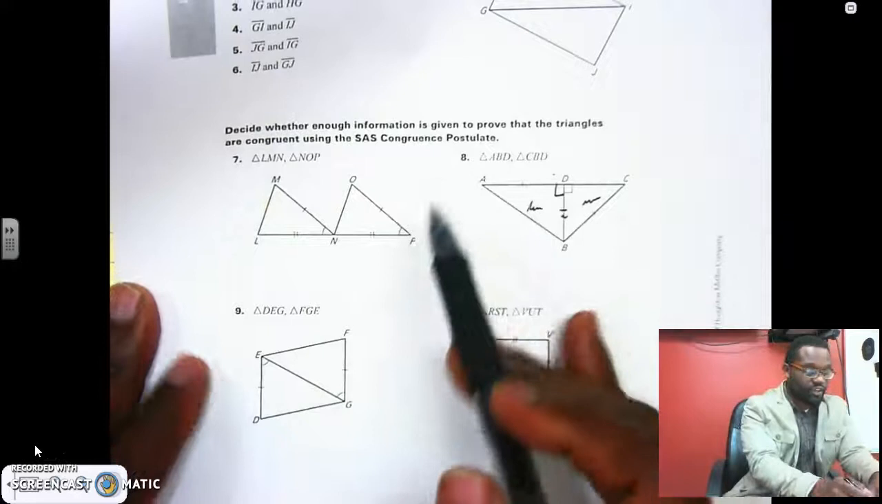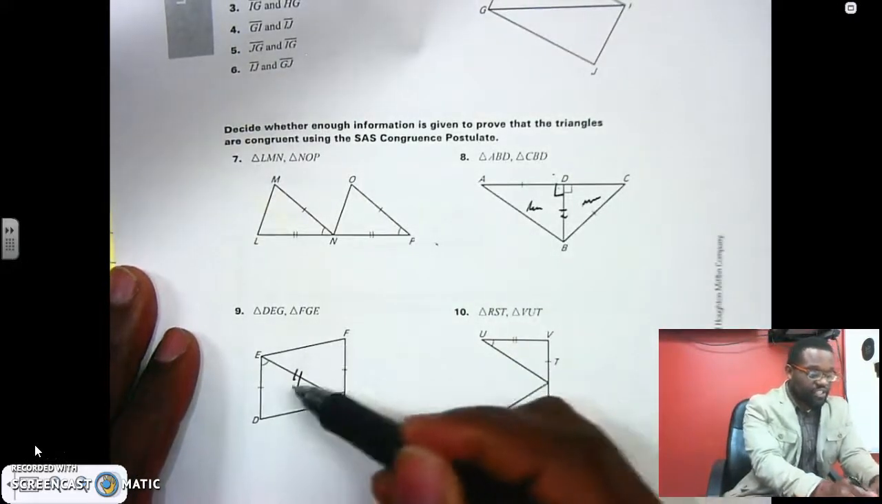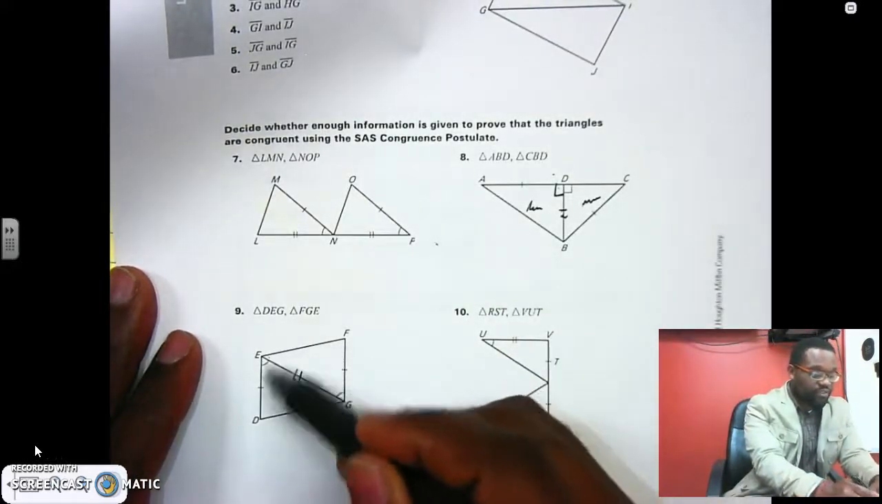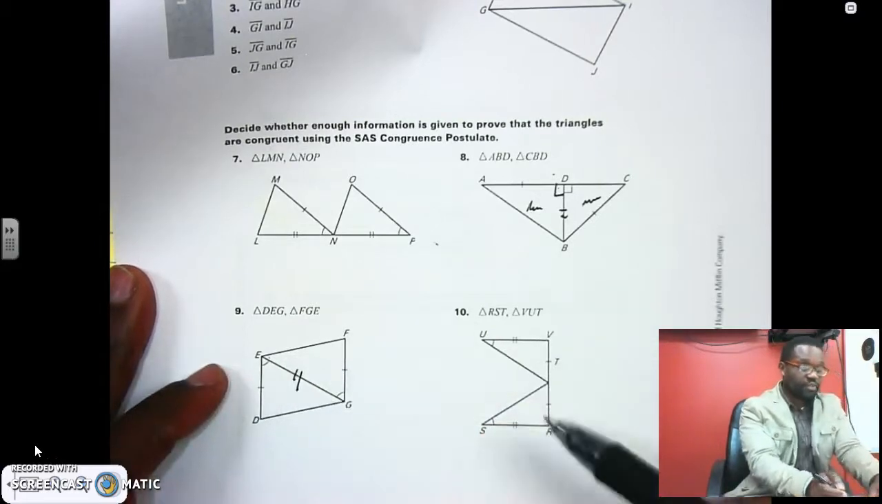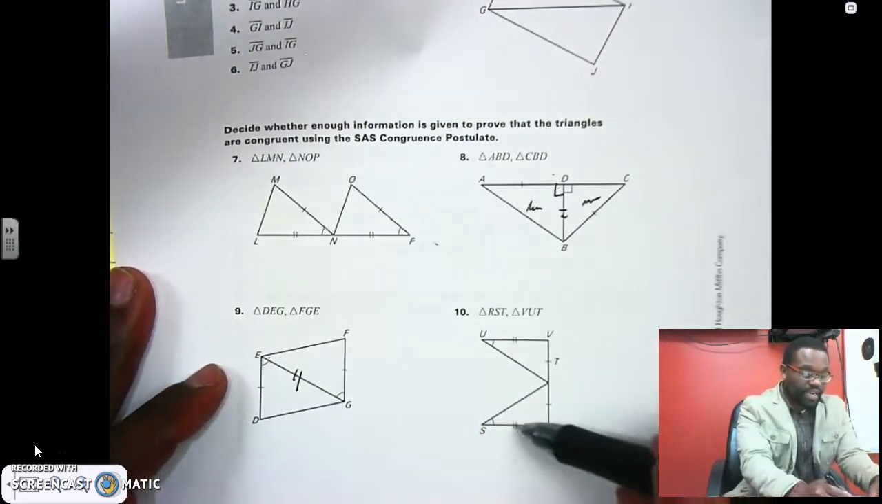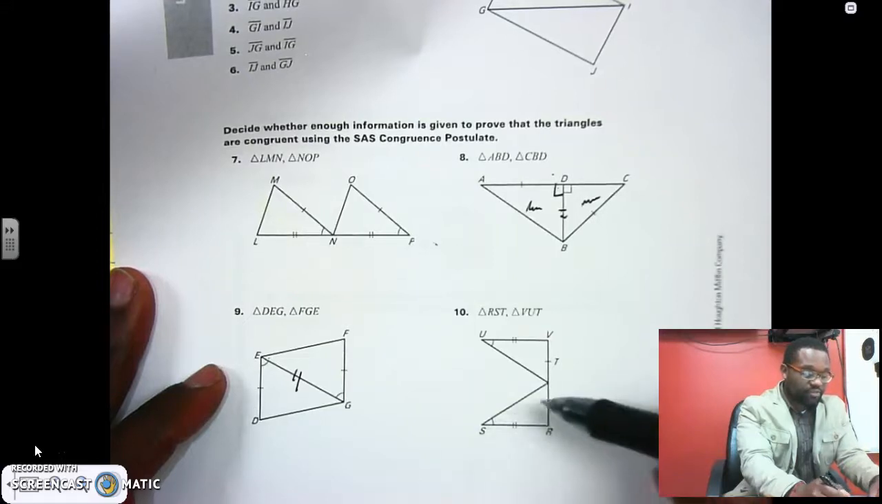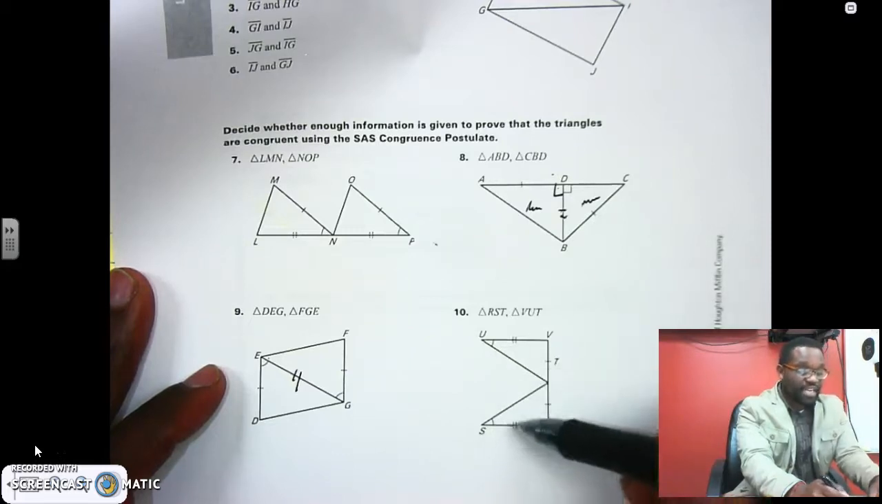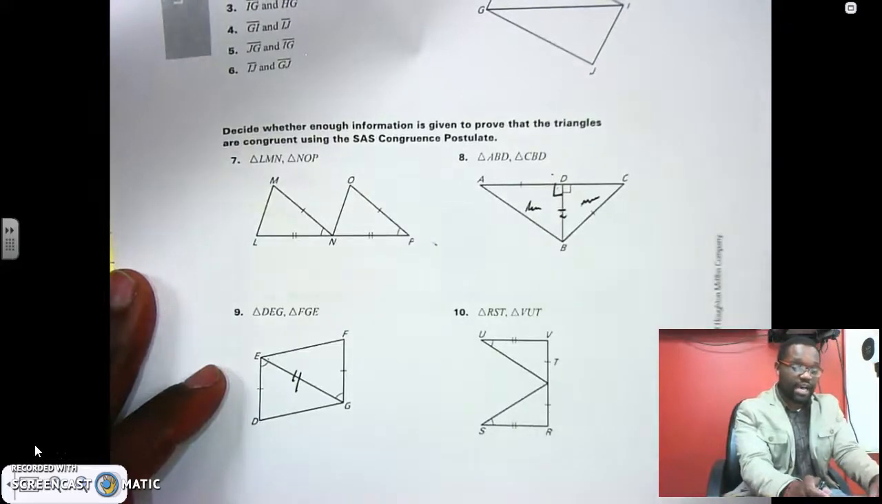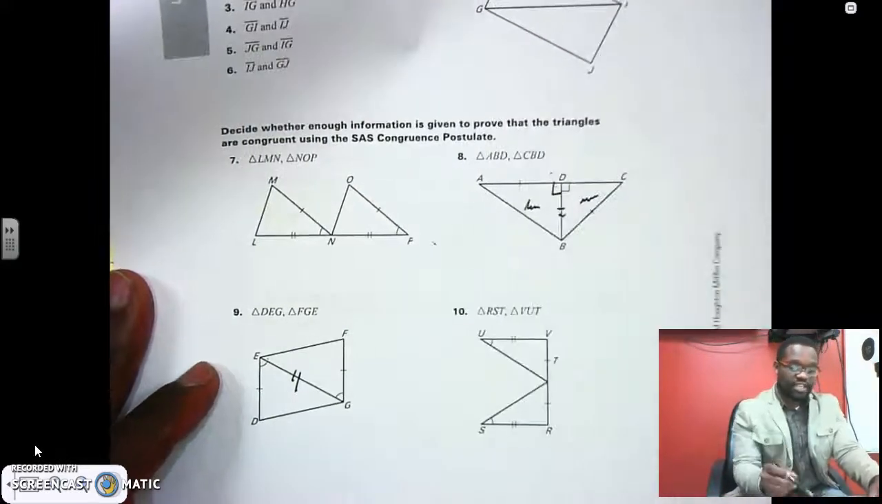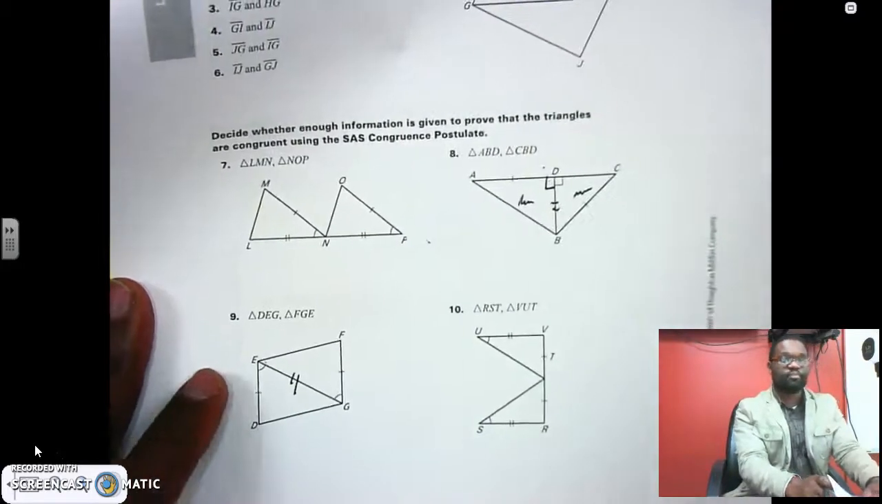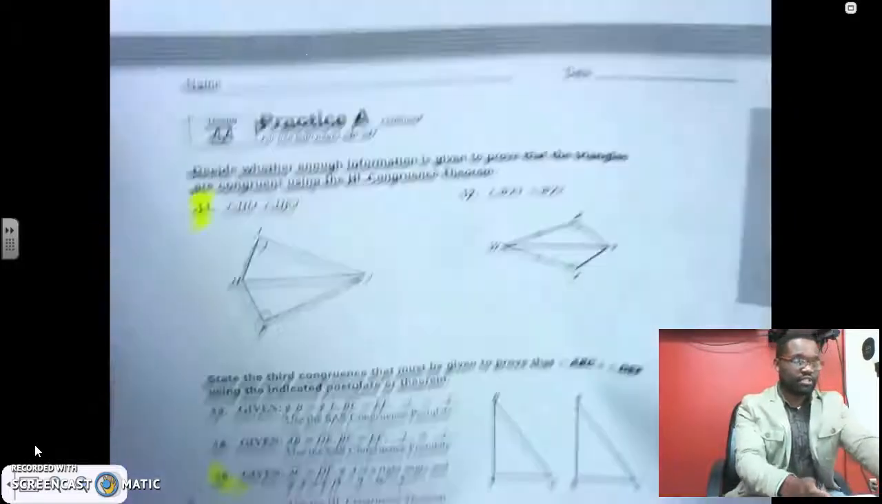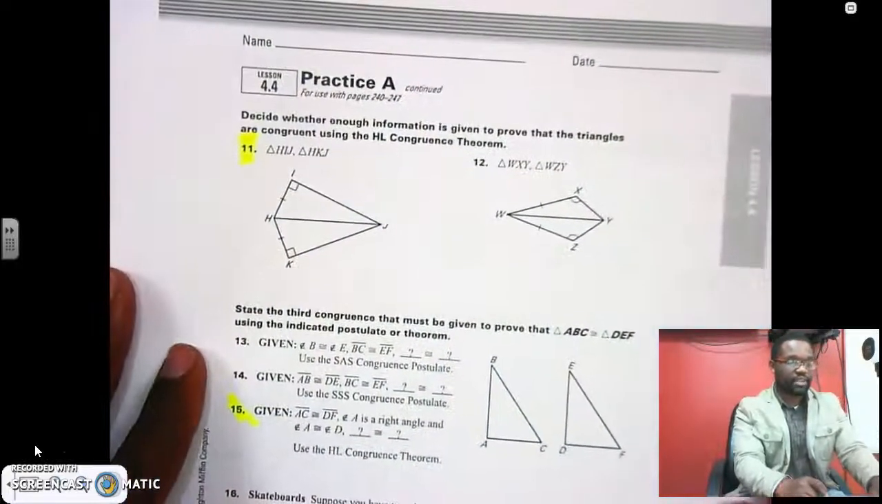What about this one over here? I know this side, they share. Side, angle, side, side, angle, side. So yes, I can prove this one. Now, this one over here. I got the side and an angle. I got a side and a side and an angle. Is the angle in between the two sides? And the answer is no. So I cannot prove this one using side, angle, side. So I hope you are understanding a little bit how to use this. Based on what I'm given, I gotta be able to tell if I can use side, angle, side, or side, side, side, or something like that.